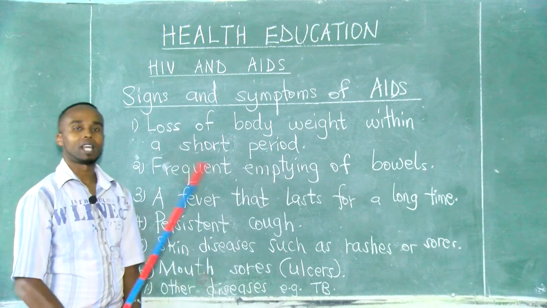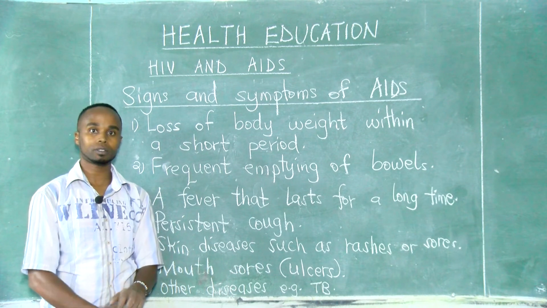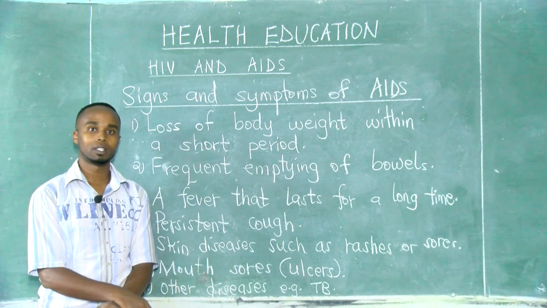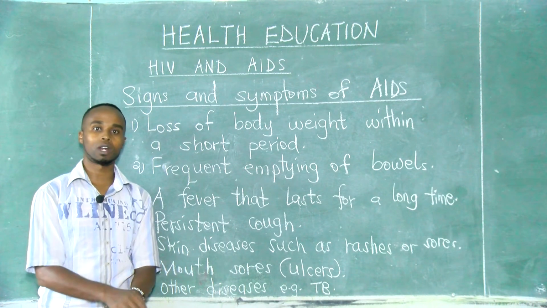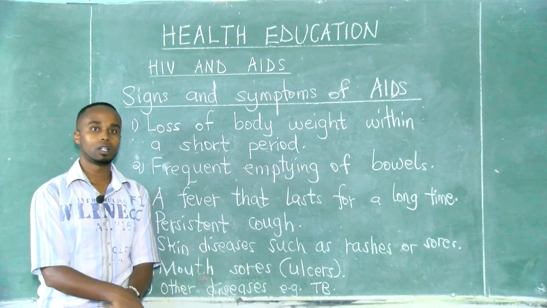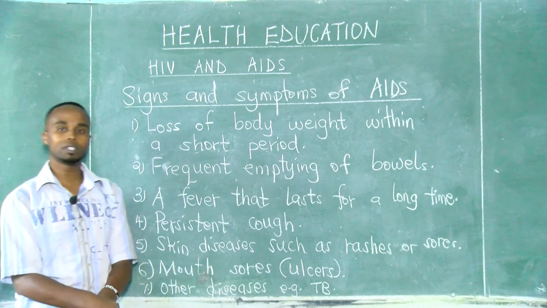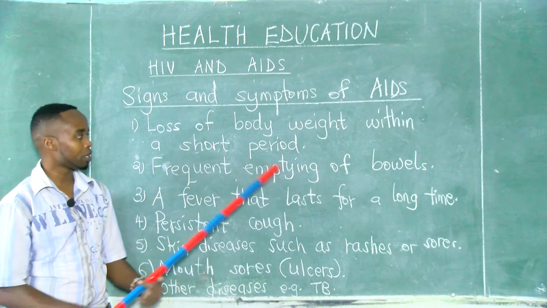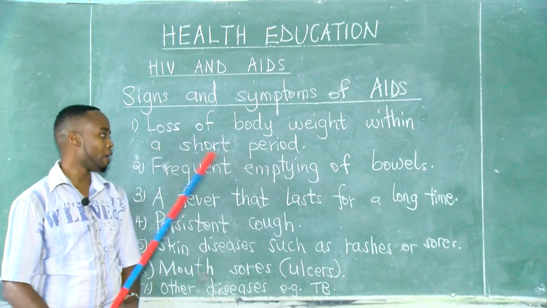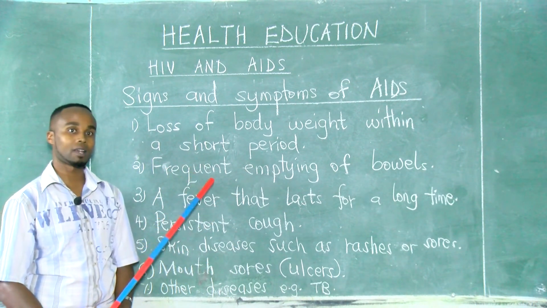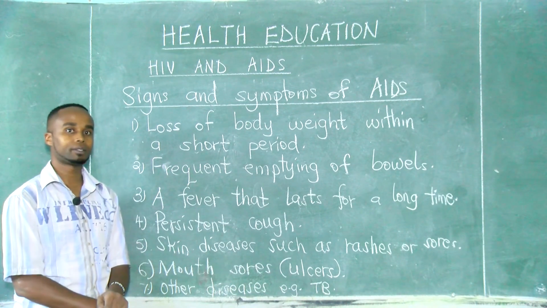Those are some of the signs and symptoms of AIDS. After writing them down, yes, look at them. You can also add others, a few. If you come across one or two, add them. Yes, we have said that we have the first one, loss of body weight within a short period of time. Another one, we have frequent emptying of bowels. Yes, in other words, you can write down diarrhea or running stomach.